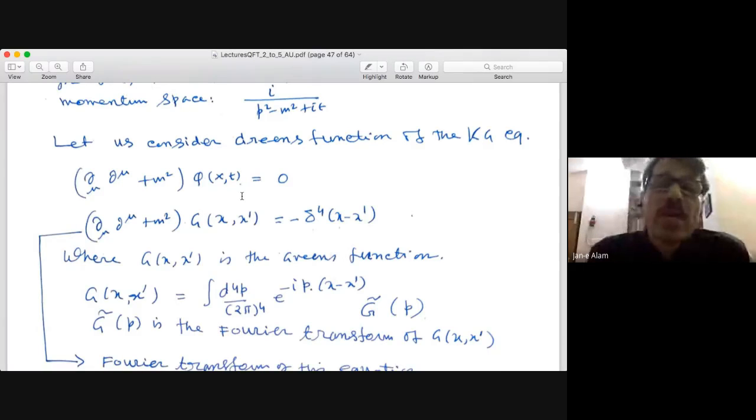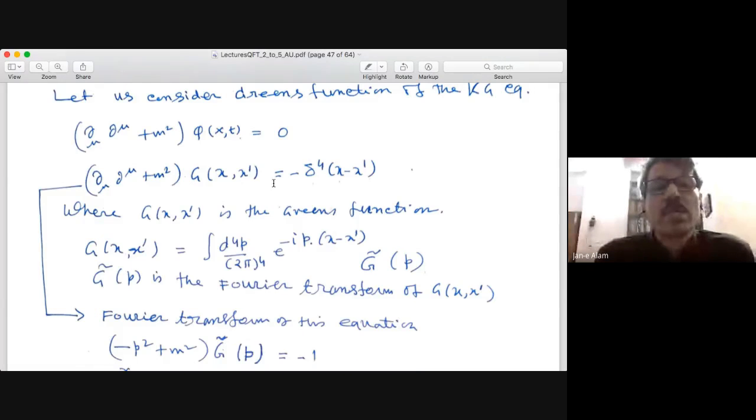And how do you define the Green's function of a differential equation? The Green's function is defined as the solution of the same differential equation when you replace the source by a unit source. So the delta function is a unit source. When I replace the 0 in the Klein-Gordon equation by this unit source, then its solution is the Green's function. That is the standard definition of the Green's function, right? Now, this Green's function I want to find out.